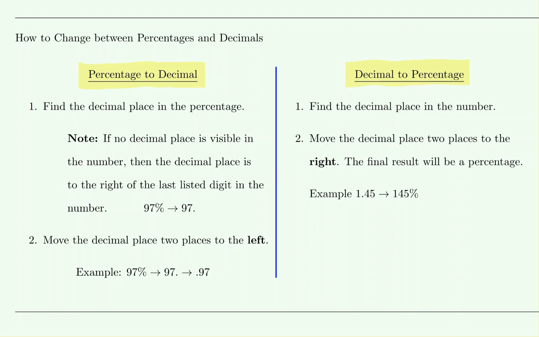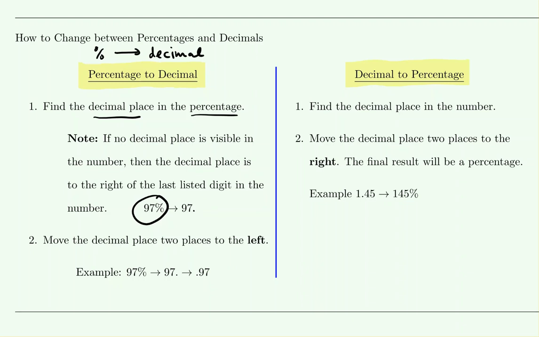These are the steps laid out. If we're starting with the percent and going to a decimal, you would first find the decimal place in the percentage. What this might look like is, if there's no decimal place visible in the number, then remember the decimal place is always to the right of the last listed digit. So if we were just looking at how to convert 97% to a decimal, there's no decimal place listed, but we know the decimal place is implied to be to the right of the last listed digit, so it's 97 point, and if you want, you could write 97.0, or you could just leave it as 97 point. So we found our decimal place.